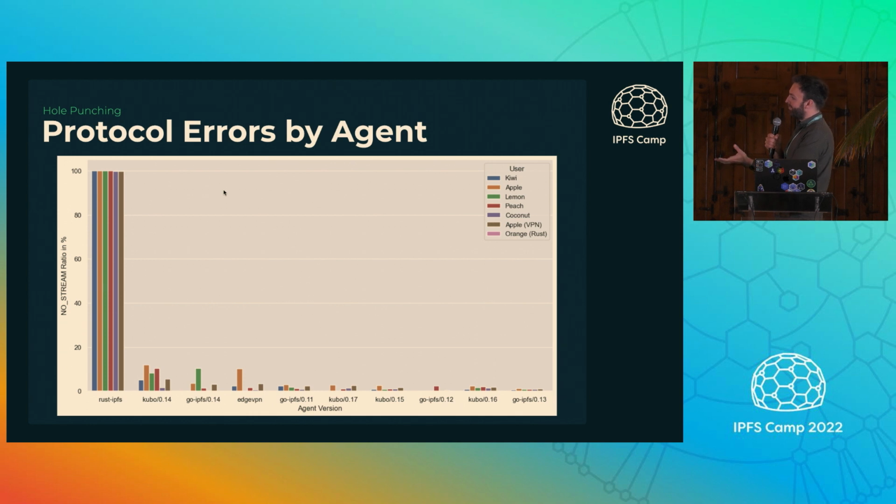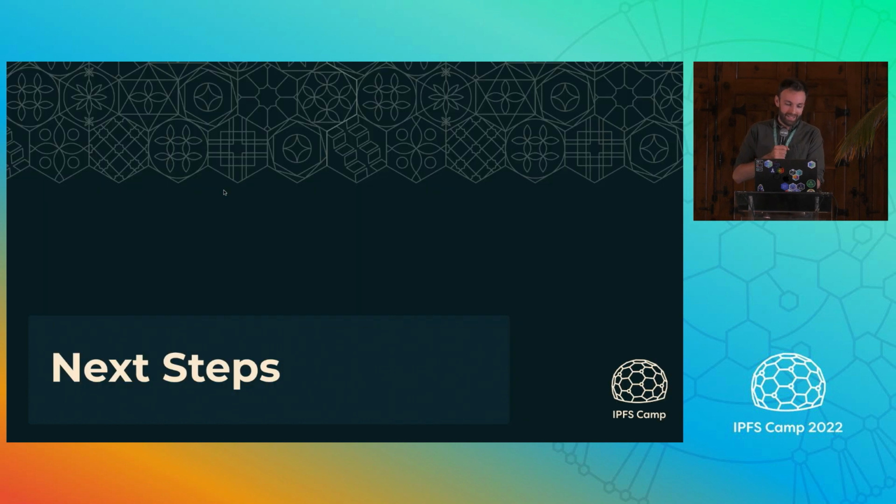I'm not sure which DCUtR implementation they use, but this is something that we need to look into. This just shows we were able to connect to a Rust IPFS node, but the Rust IPFS node did not start the stream and this DCUtR protocol to us, although they advertised to support it. So it would be good to look into that. Okay, I have plenty more graphs, but let's leave it at that.